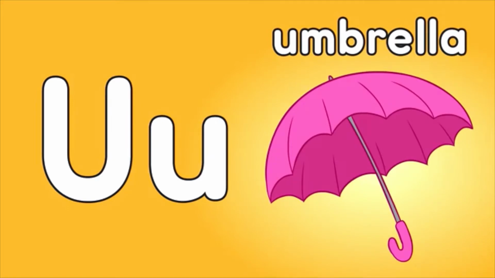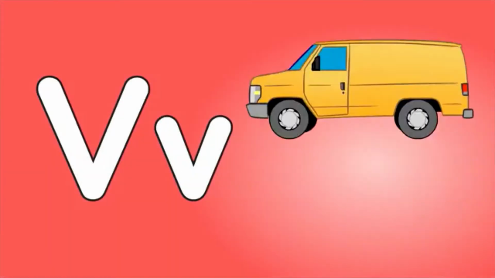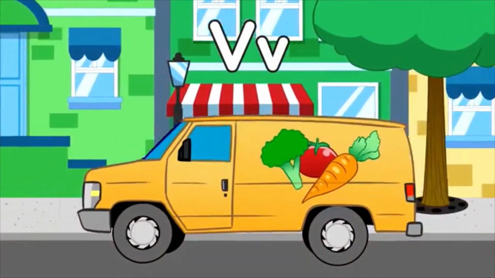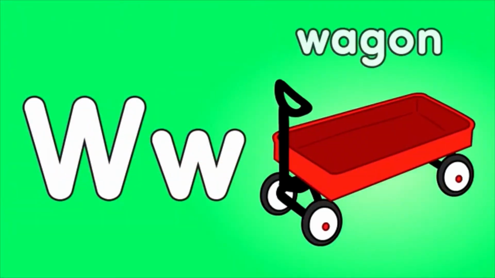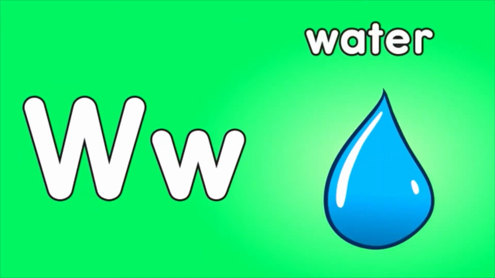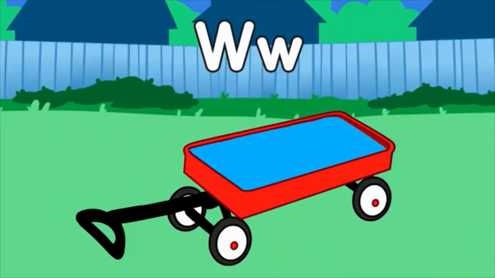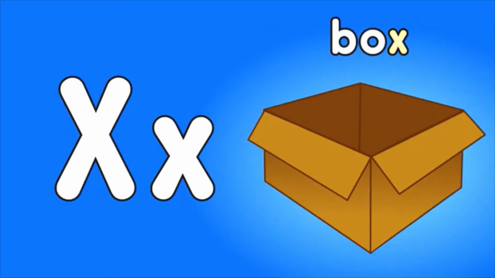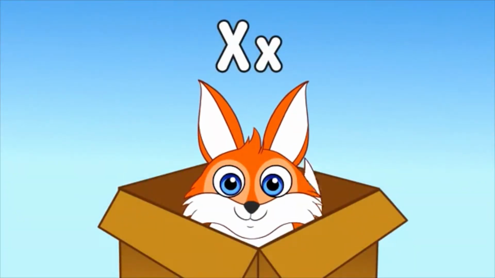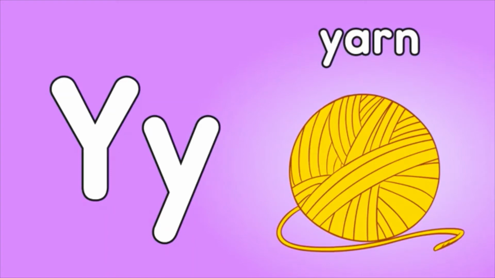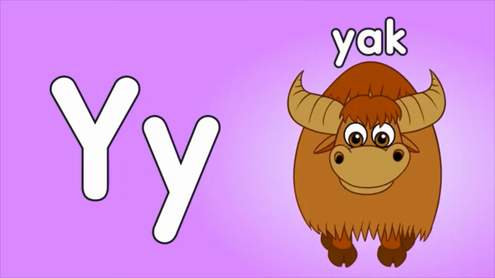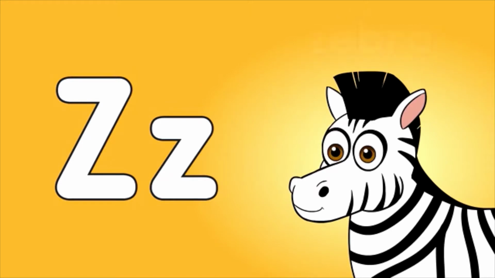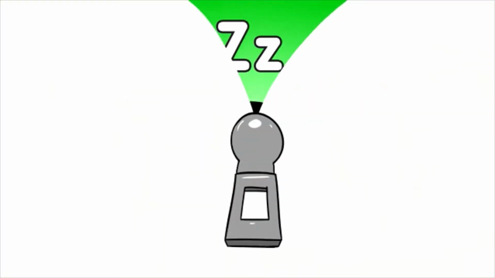Umbrella, umbrella. V van, v v van. V vegetables, v v vegetables. V v v. W wagon, w w wagon. W water, w w water. W w w. X fox, box, x, x, x. Y yarn, y, y, yarn. Y yak, y, y, yak. Y, y, y. Z zebra, z, z, zebra. Z zipper, z, z, zipper. Z, z, z.